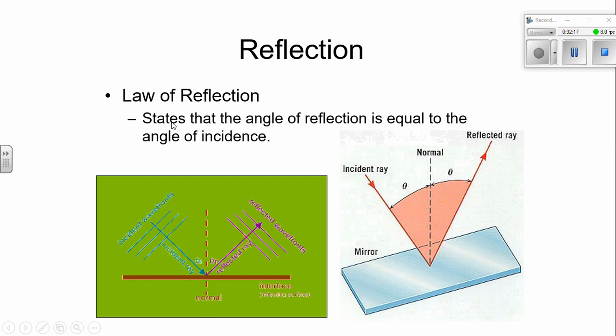So the law of reflection states that the onset wave and the reflected wave will have the same angle relative to the normal. So here's just another picture of it. Here's the incident ray. Here's the reflected ray. And those 2 angles relative to the normal will be the same. That is the law of reflection.